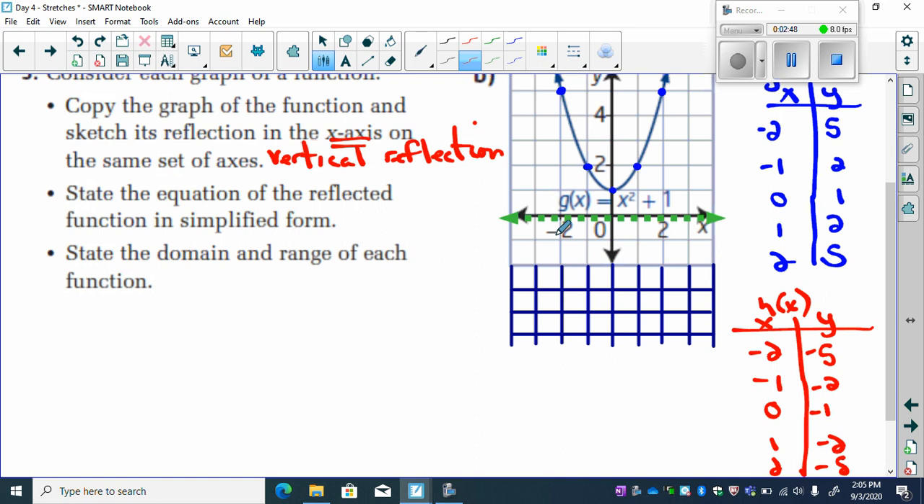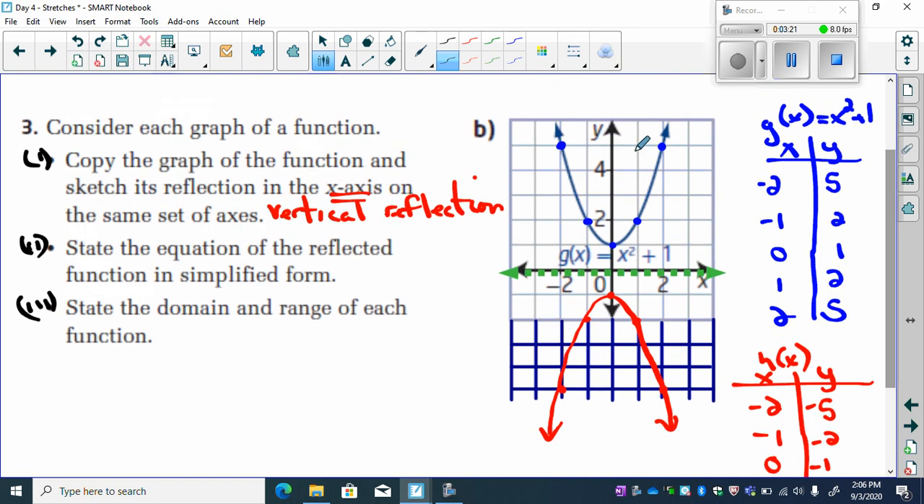So I would plot these points: 2 to the left, down 5; 1 to the left, down 2; don't go left or right, so 0, -1; right 1, down 2; right 2, down 5; and then I would join those with a nice smooth curve. And there is step 1 done. So we'll call this 1, this 2, and this 3. All right, so there's step 1. I've reflected the g of x equation in the x-axis.